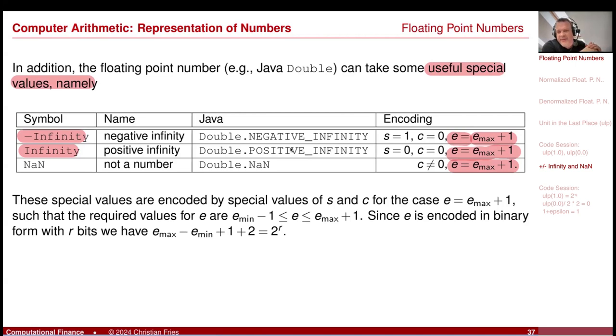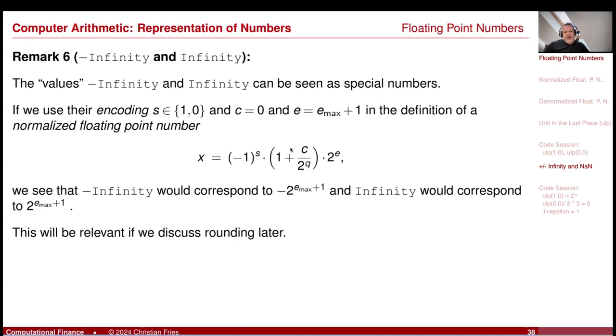There's also another value. If E equals E max plus 1 and C is not equal to 0, then this is indicating an error. This is the so-called not a number. For example, the square root of a negative number or 0 divided by 0 or something like that results in not a number. So the minus infinity and plus infinity, as I mentioned, can be interpreted as numbers.